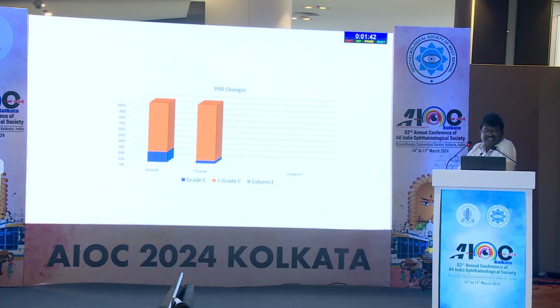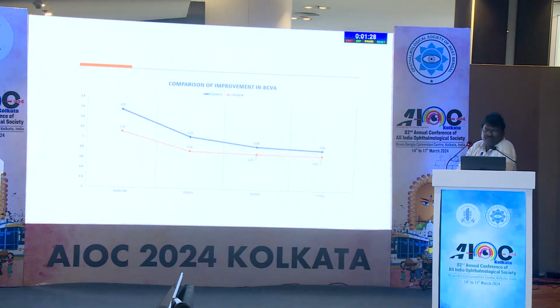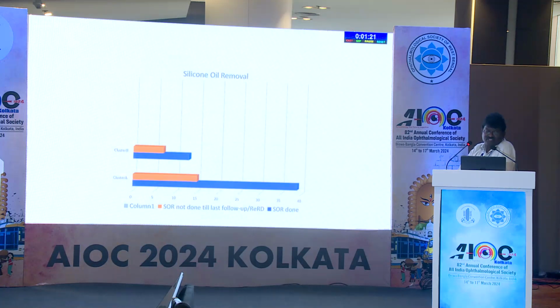Almost 13% had PVR changes in both the groups. When you see the final reattachment rate, it's close to 90% in the first group, compared to 18 out of 22, almost similar, in the second group. But when it comes to vision, the improvement is very marginal in the first group, where we use PFCL, because the initial vision also was poor in that case. PFCL was removed in most of the cases except for 7 in the first group, because we retained it as there was inferior retinal detachment.